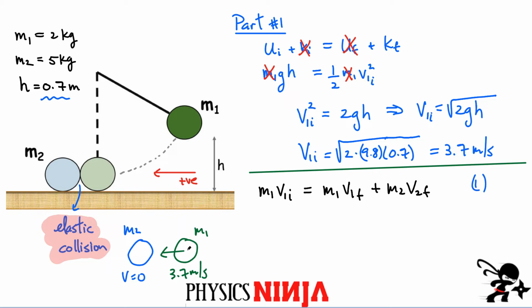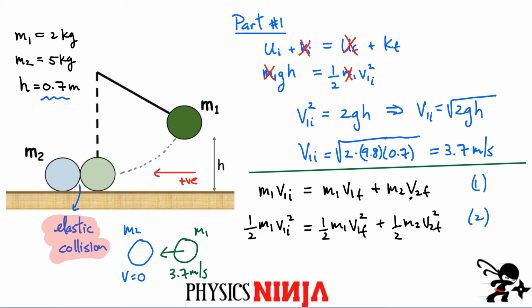So what we have here is the ball M1, which has quite a lot of kinetic energy. And that's it. This one's not moving. It has no kinetic energy. After, probably both of them are going to move. So let's go ahead and write down the kinetic energy after the collision. This is what it looks like. V2 final. Don't forget to square that. And that is our second equation.